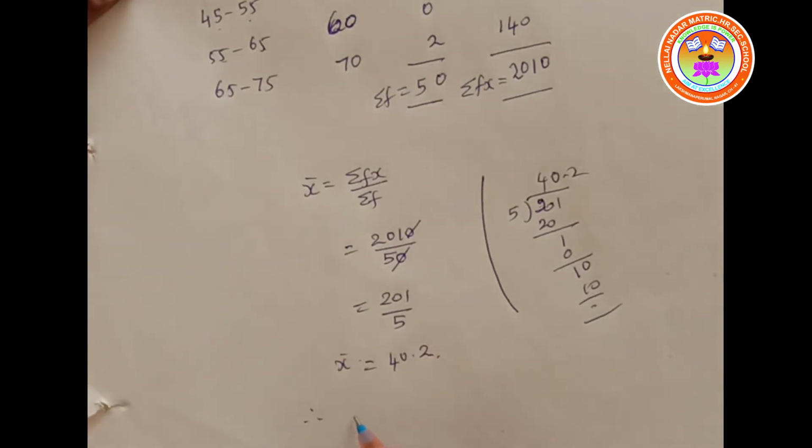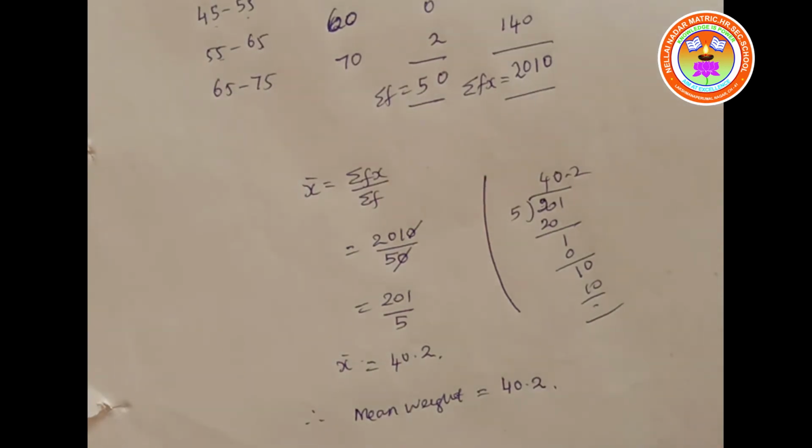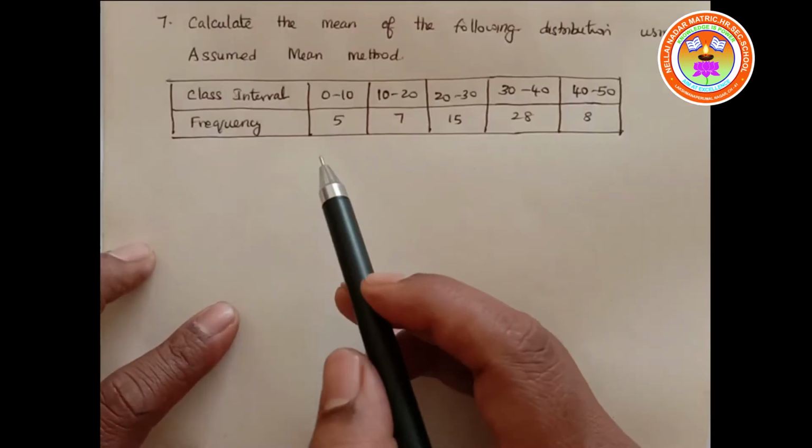Therefore, the mean weight is equal to 40.2 kg. It's clear, children?